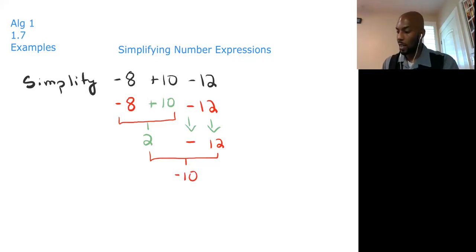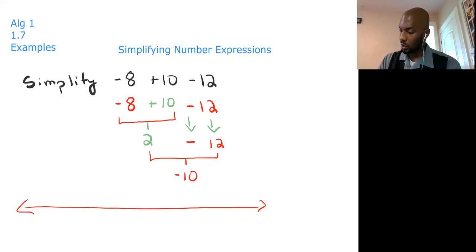Now let's see if that works out on a number line. I draw my number line. I start out at 0 in the middle, because this time I'm going backwards and forwards. So it starts off with negative 8. So let's draw negative 8. 1, 2, 3, 4, 5, 6, 7, 8. I fill in my numbers.